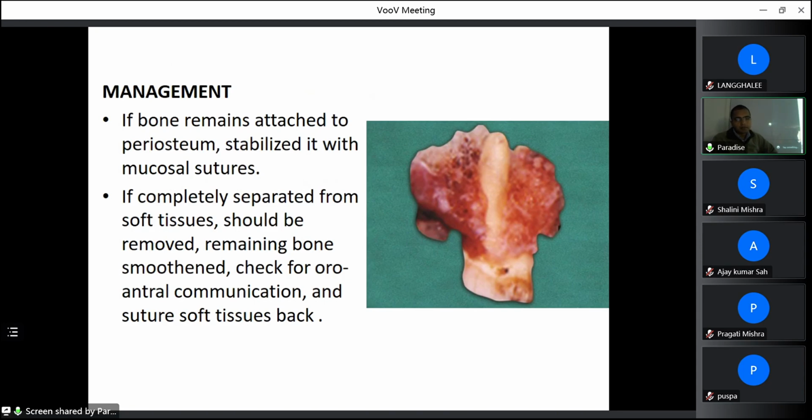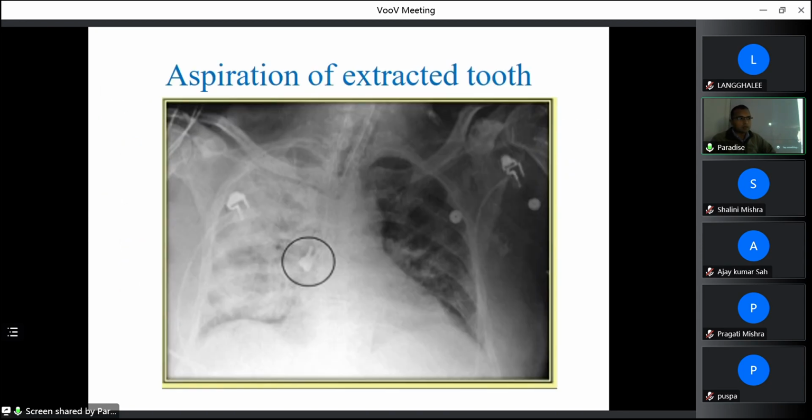Deadly condition: aspiration of extracted tooth. You can't do anything in such condition. You have to take assistance from the radiologist. You have to take the radiograph and remove the tooth using a bronchoscope. It usually happens if the patient has opened his mouth wide, usually in elderly patients where the gag reflex is very less. If the tooth slips from your forceps, it may enter into the respiratory tract. It will enter into the lungs, especially the right lung through the right bronchus, because the right bronchus is more vertical and wider as compared to the left bronchus.